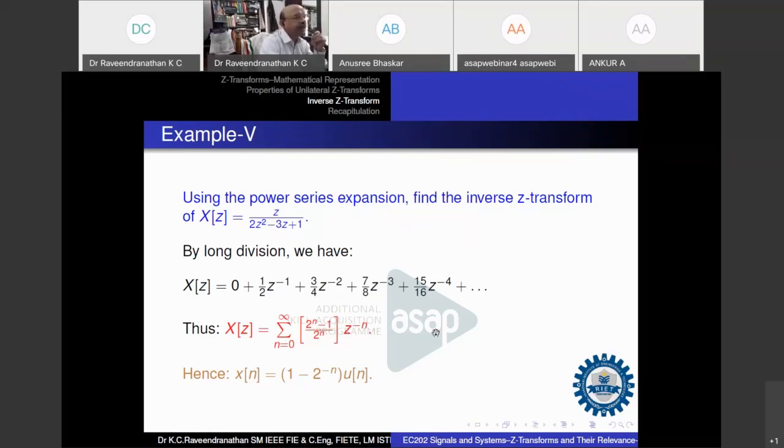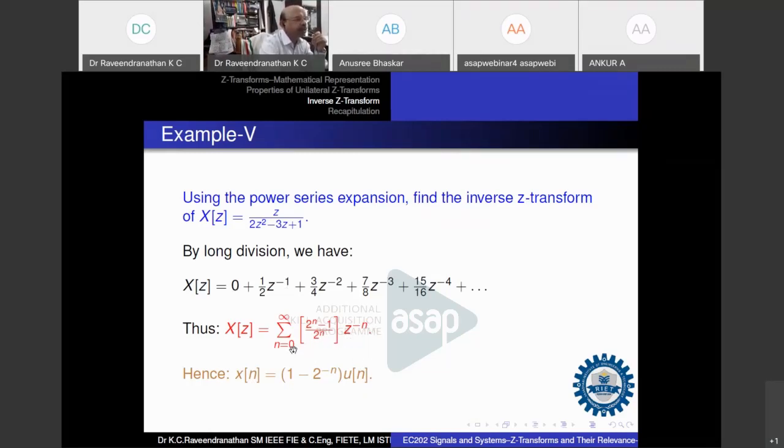but it is converged. So we can write x of z as summation n from 0 to infinity of 2 raised to n minus 1, which is the numerator part, by 2 raised to n, right? In every case, this equation holds good, and you have z raised to n.